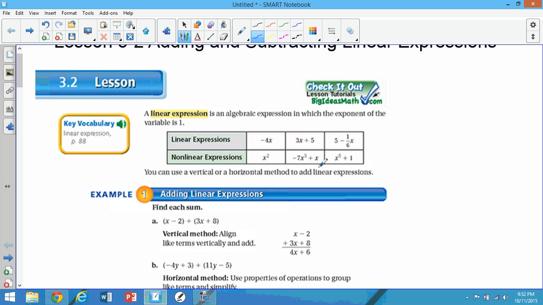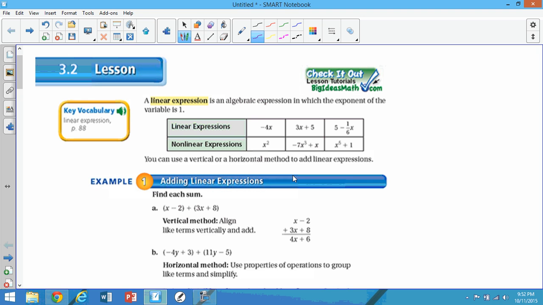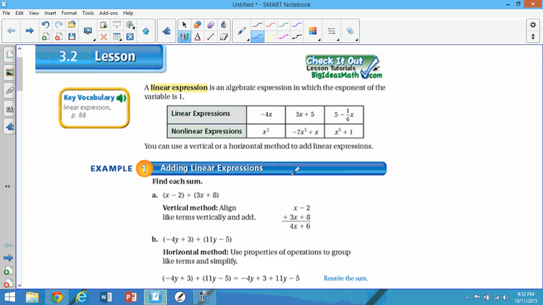And then you're going to add or subtract these linear expressions. Now, in order to do that, you have to combine your like terms. And there's two ways you can do it. You can do it vertical or you can do it horizontal. I personally like the vertical method, but the vertical method can be challenging at times.